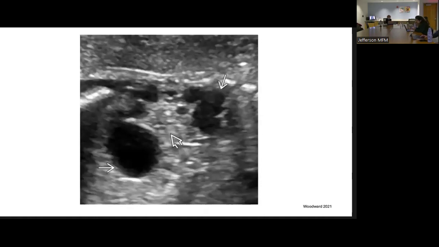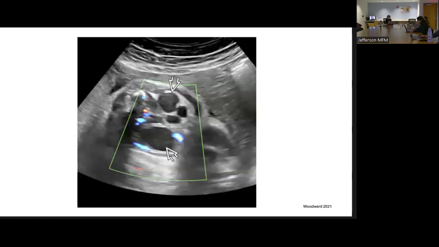This is a 22-week fetus with left MCDK. The kidney again is replaced by multiple cysts of variable sizes, and you're seeing that the parenchyma is echogenic. Again, it's because it's fibrotic and dysplastic and non-functional. Color Doppler shows no flow within the cyst as it did in our case, but sometimes you can see a renal artery that is supplying the dysplastic kidney.